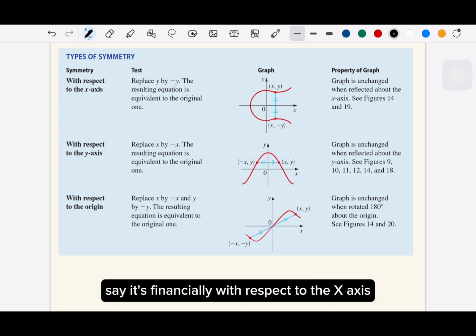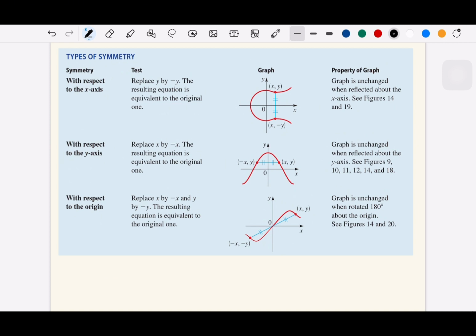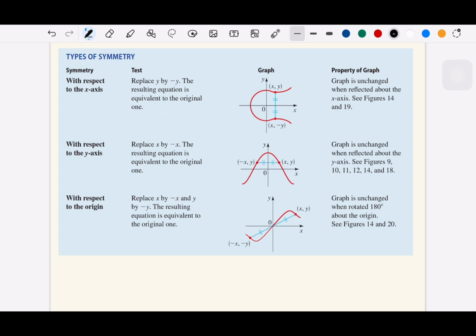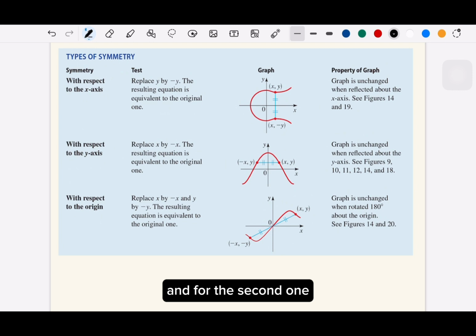And if we would like to say it's symmetric with respect to the x-axis, it means that we can replace y with minus y, and they need to be equivalent, they need to be equal. And for the second one, we can replace x with minus x. For example, y equal x squared, both x and minus x have the same value of y.